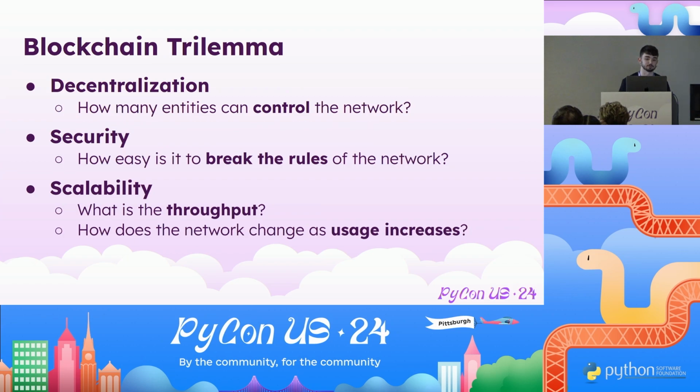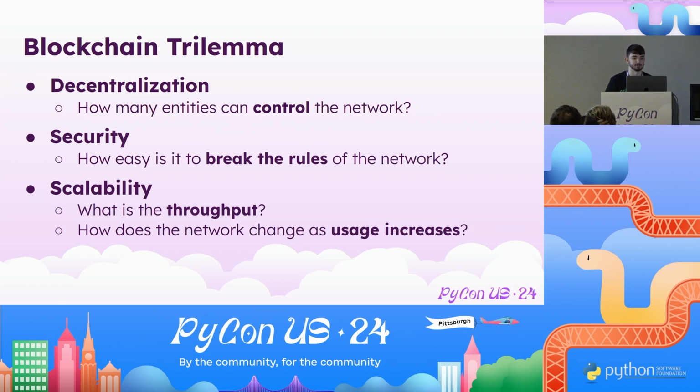And so with scalability, the main two things are, what is the throughput of the network, right? So right now, how many payments can it handle in a given second? Or another approach is the horizontal scaling. And that question is, as the network gets bigger and bigger, how does that affect the dynamics of the network, right?